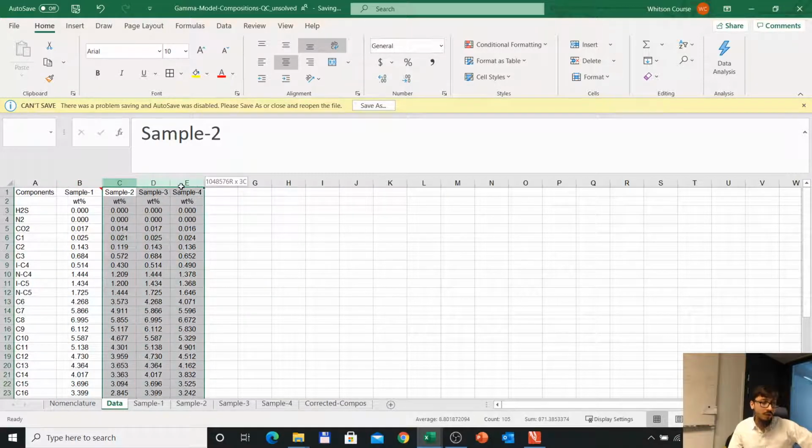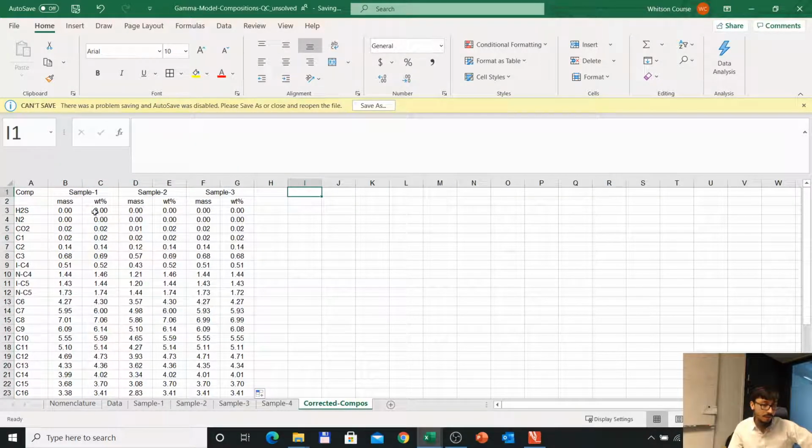Now, we know that these compositions have errors, and when we calculate the corrected composition, what we would expect is that the corrected composition should be very similar to sample one, because that was the composition we used to introduce the error. So the composition we get at the end of this correction process should be very similar to sample one. And that's something we can compare quickly here.